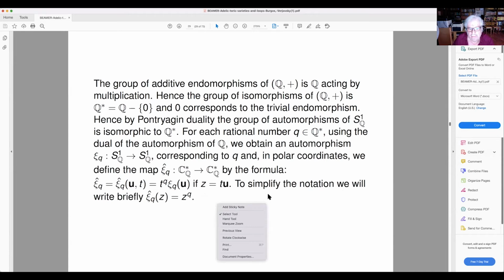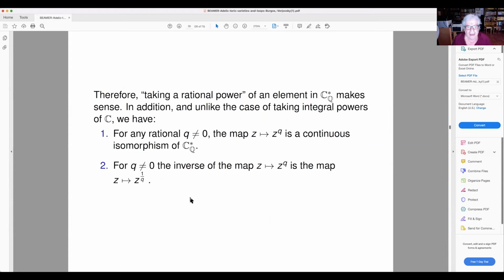So the rationals different from 0, acting by multiplication, and that is what allows us. So by Pontryagin duality, a non-zero rational number defines an automorphism of the solenoid, and therefore I can take 1 over n, 2 to the r, 2/3, etc., and define fractional powers of Q. And so you have these maps. For any rational map, you can take the power to the Q.